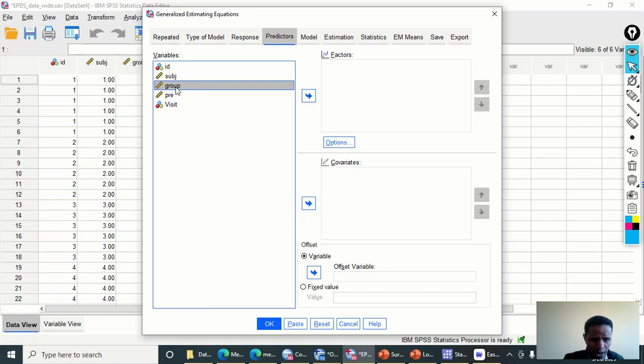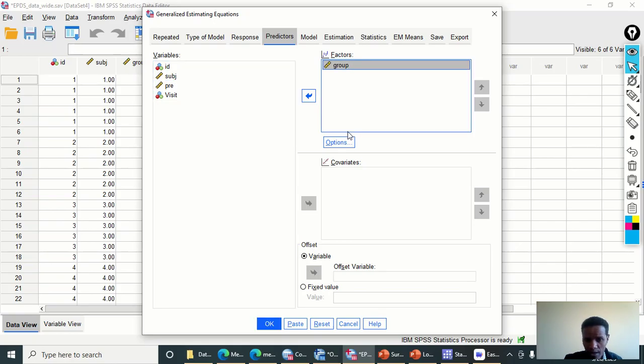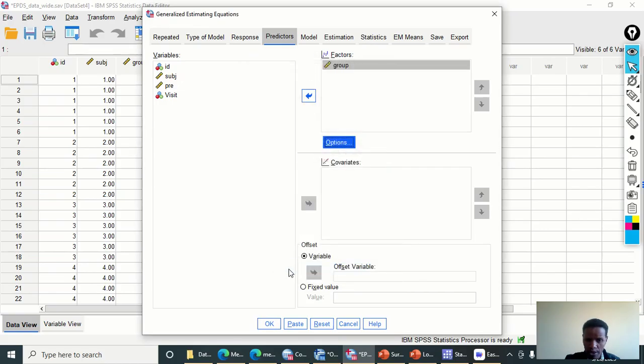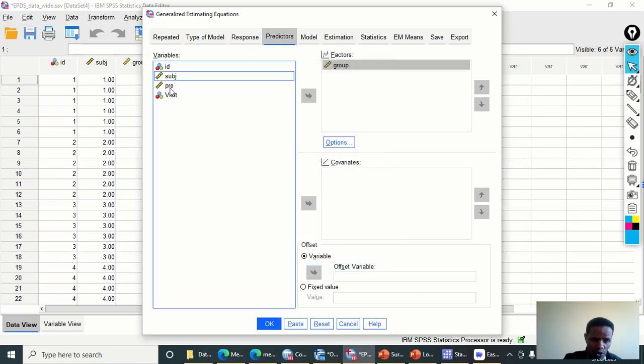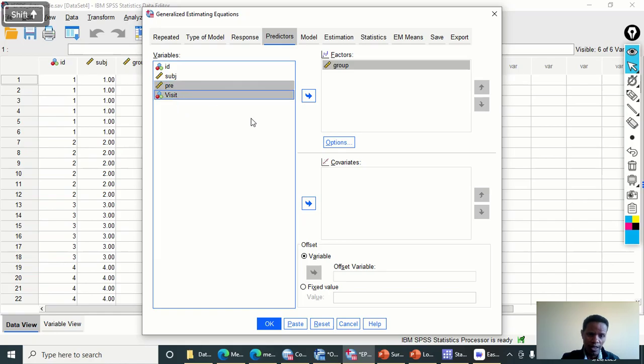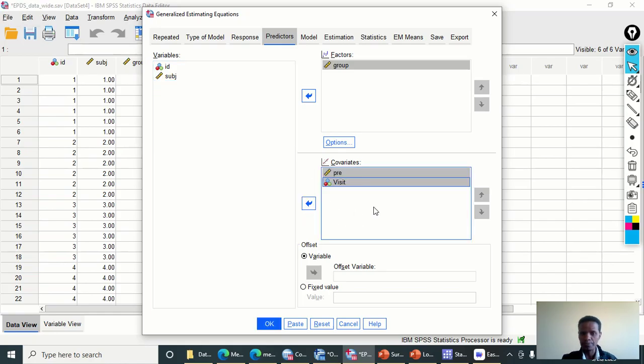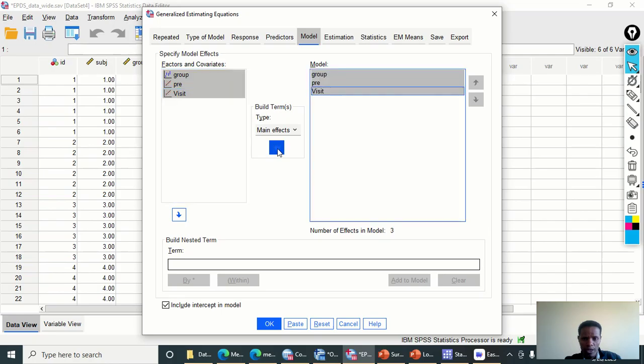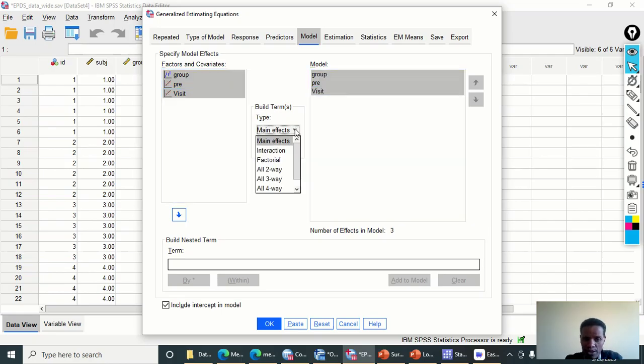I think the group is categorical, so I need to take this to the factors, and by clicking on the option I need to select the descending one, so that the placebo group is the reference group, and then continue. Okay, the remaining two, the pre and the visit, the pre-trial score of depression and the time, are continuous variables, so I need to take them into the covariate box. Okay, click on the model again over here. I need to select all these predictor variables and take them to the model box and check that the main effect is selected.